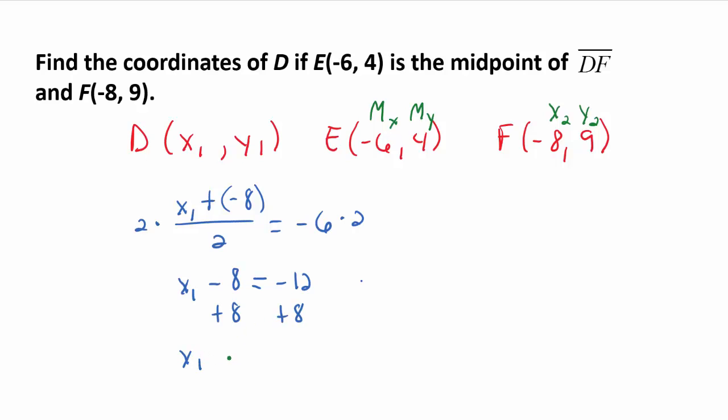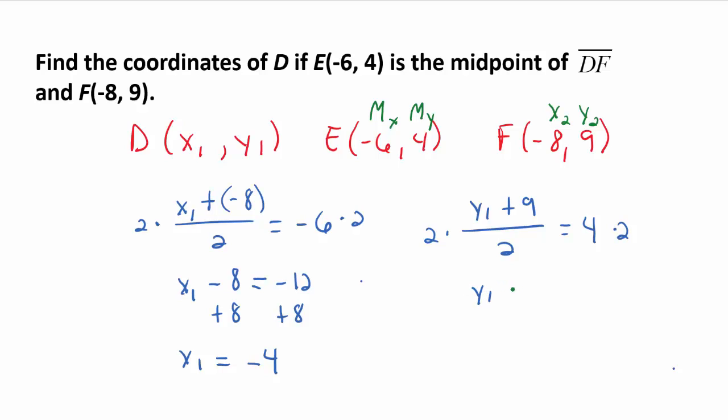And the X coordinate for the endpoint equals -4. Now we'll do the same thing with the Y's. Y1 plus 9 divided by 2, because Y2 is going to be 9, equals our midpoint Y value, which is 4. Solve for Y. I'm going to multiply both sides by 2.